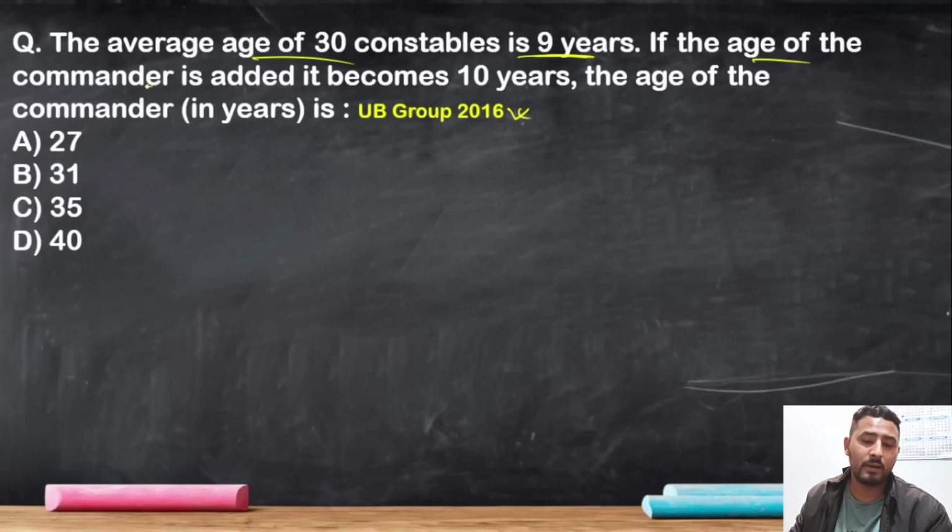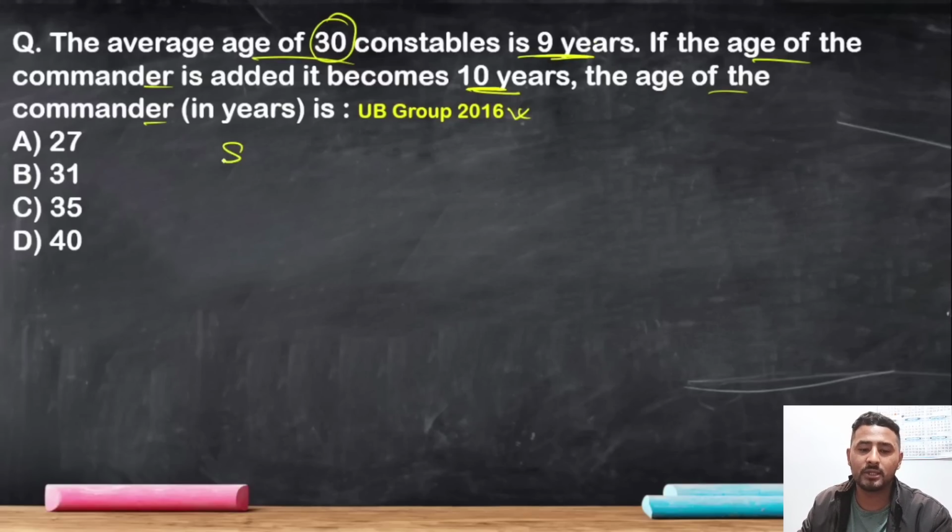If the age of the commander is added, it becomes 10 years. Now see, there are a total number of how many? 30 constables whose average age is 9 years. Get the sum of this one. Sum of age of constables, okay?